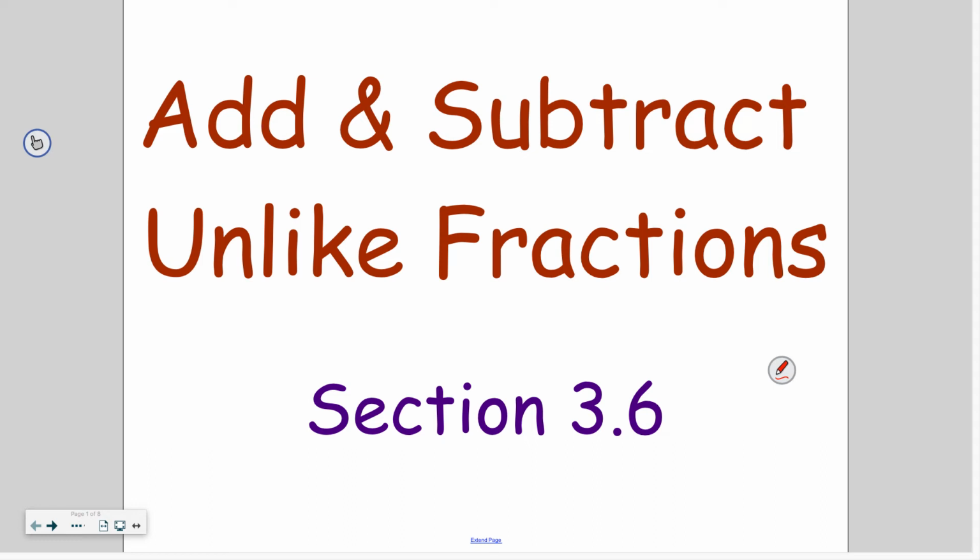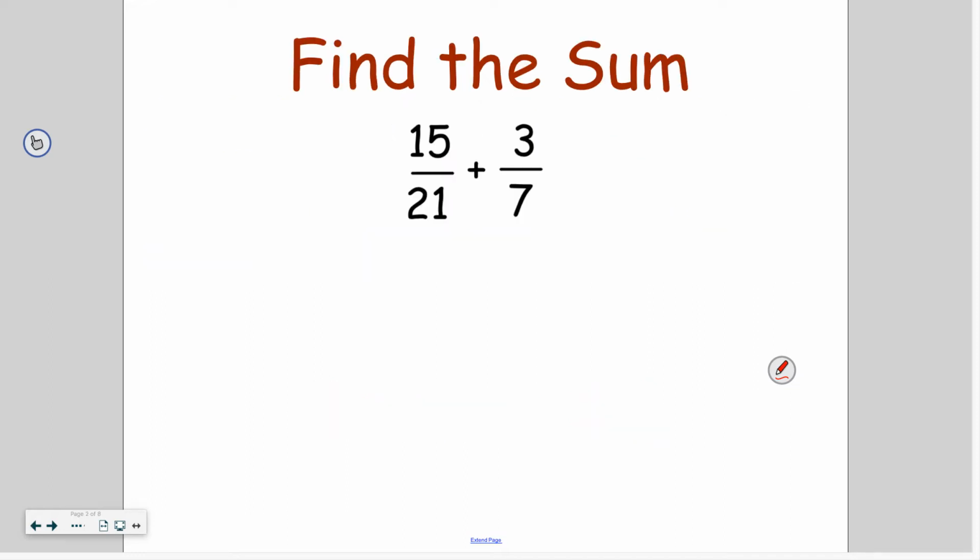Hello class and welcome to today's lesson on adding and subtracting unlike fractions, which is section 3.6. This relates to yesterday's lesson where we added and subtracted like fractions. In order to do this, just like yesterday, we need a common denominator.